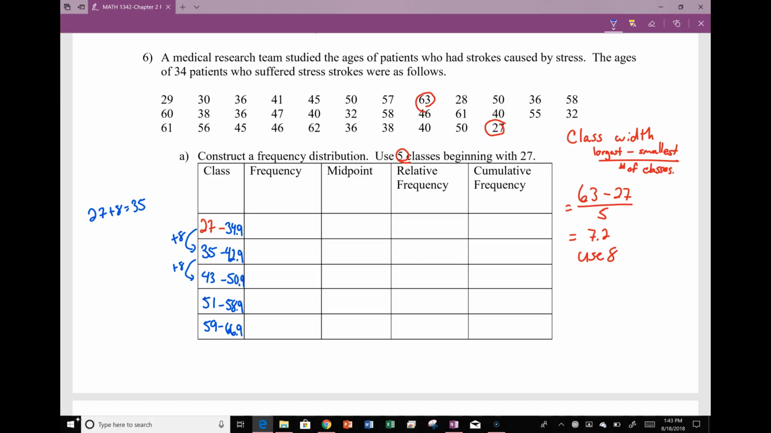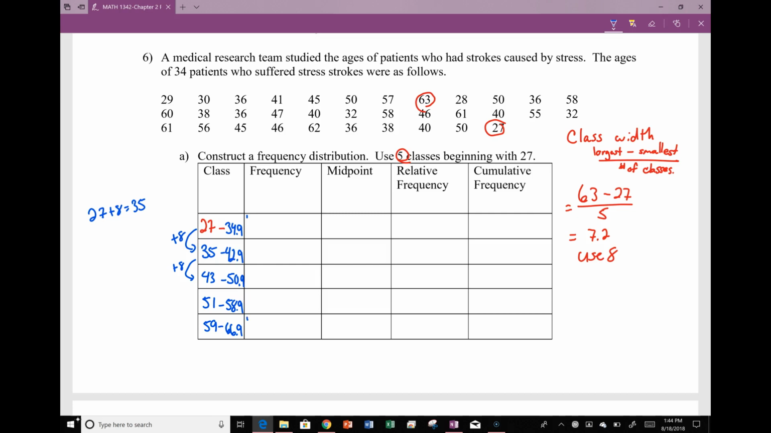Now we need to find the frequency for each class. So I'm going to start here at 29. It's going to go in this class, and I'm just going to do a tally mark. Honestly, the tally marks are probably the easiest whenever you have grouped data. And then the 60 I'm going to put here.